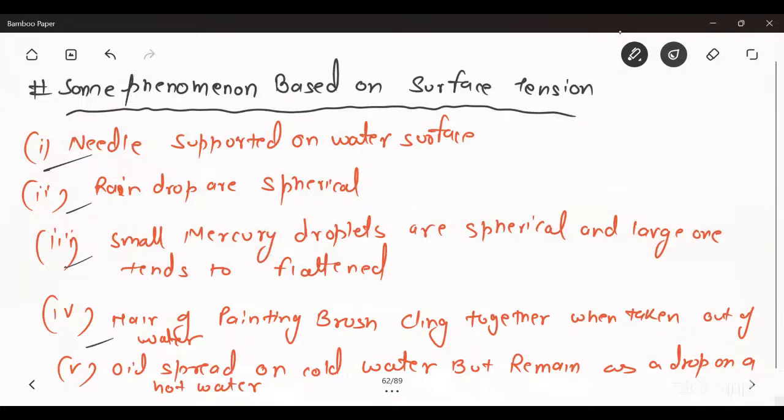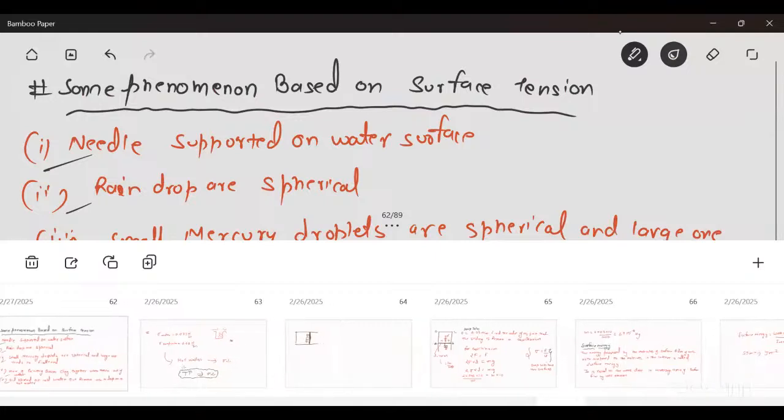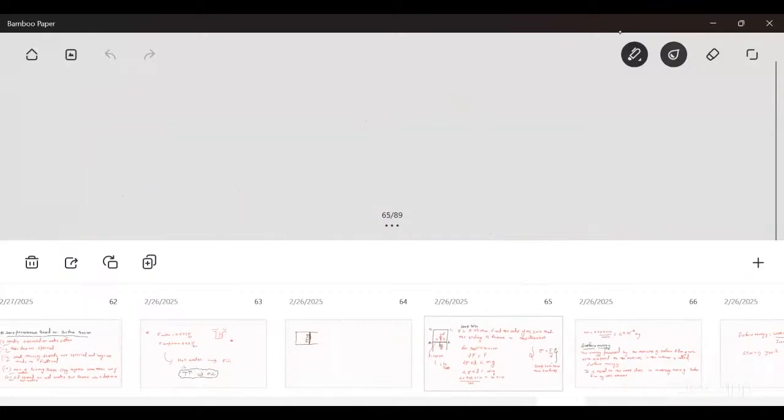Next, the hair of a painting brush clings together when taken out of the water. Next, oil spreads on cold water but remains as a drop on hot water. Now come to the next topic, the surface energy.